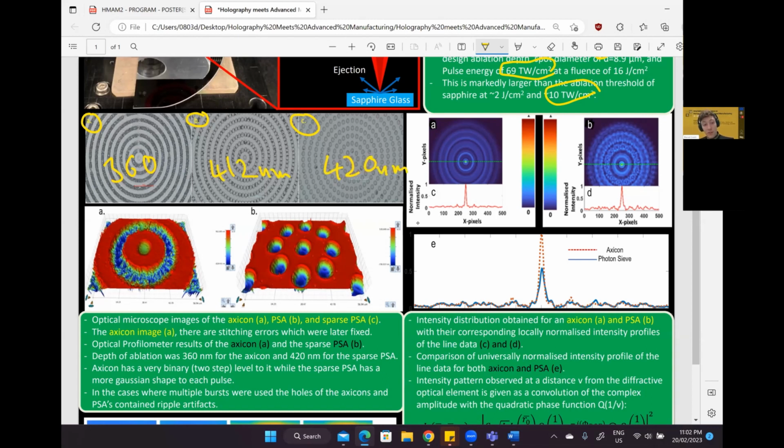You might be noticing something odd here. Why does the higher intensity Axicon, with its overlapping pulses, have a shallower depth? Well, there's actually a mechanism in play here. When you have these overlapping pulses, it kicks up a lot of debris, and that debris settles back on the surface, causing the interface between the laser and the sapphire to change. And hence you get a harder to ablate surface.